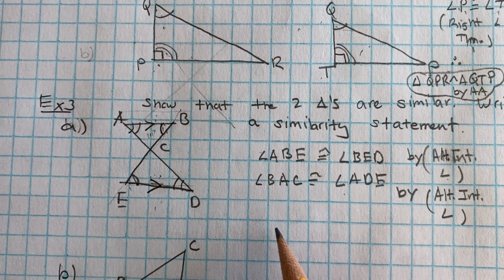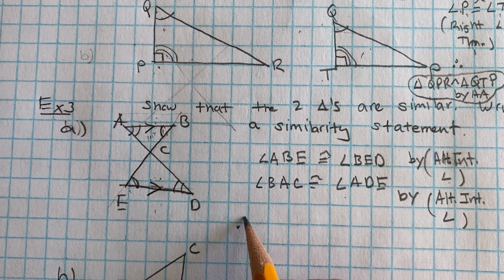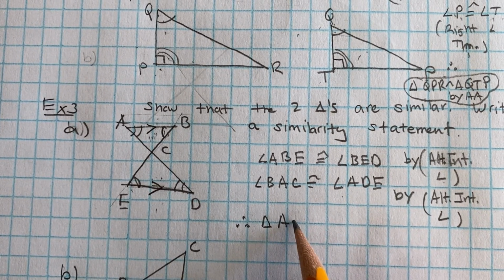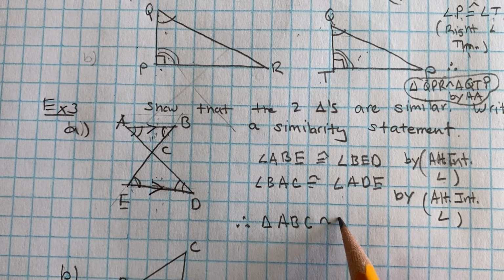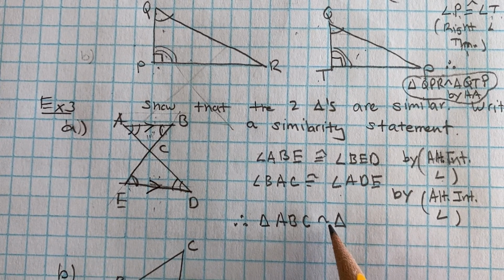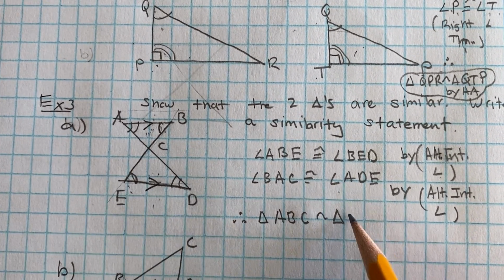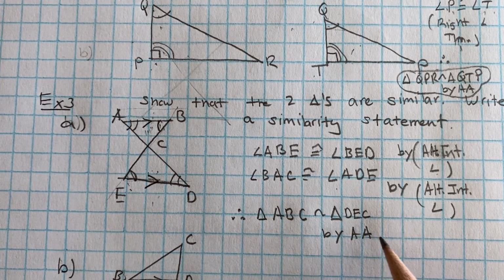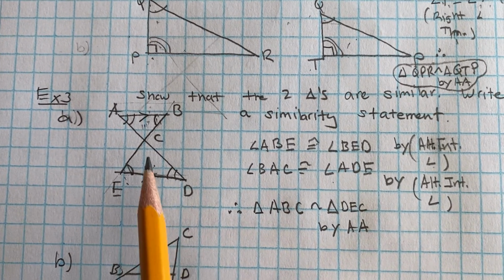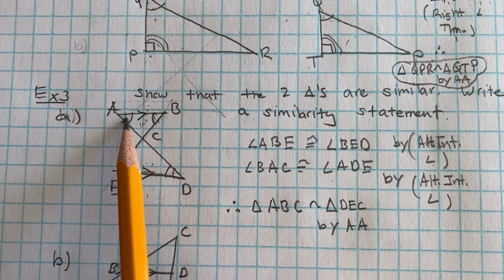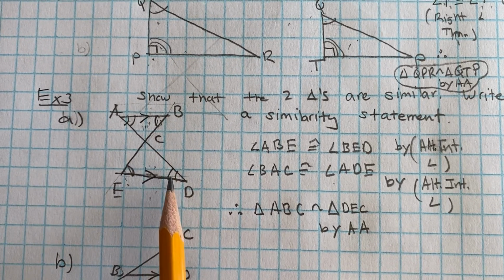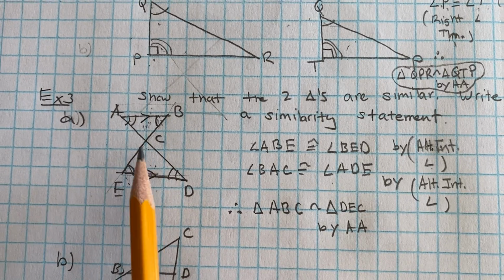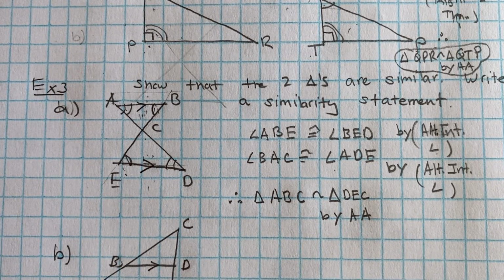Okay, so I can say, therefore, triangle ABC is similar to triangle DEC by angle, angle. Make sure you line everything up, right? So if I do double arc mark, single arc mark, no arc mark, I must go double arc mark, single arc mark, no arc mark. Okay, so I'm going to move on to the next example in the next video.